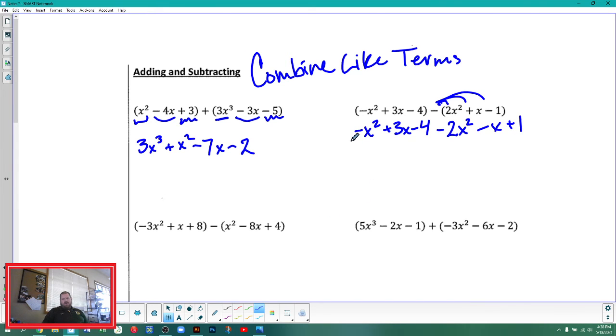And now I would go through and I'd say, all right, I'm going to give my x squareds this little square bracket idea. My x's are going to get a little loopy underline and my numbers are going to get a little squiggle. Now I just want to combine everything that's underlined the same.